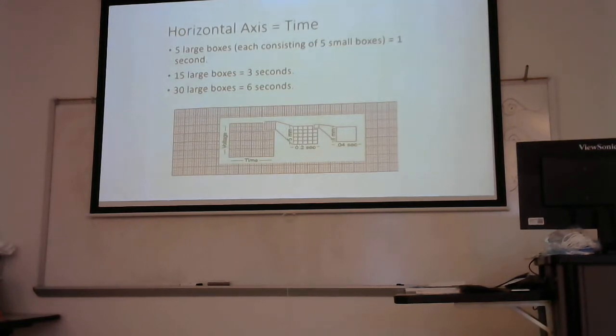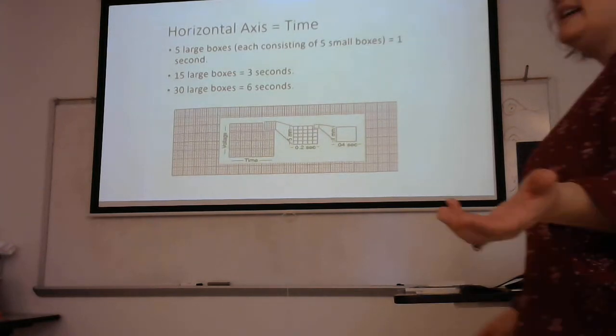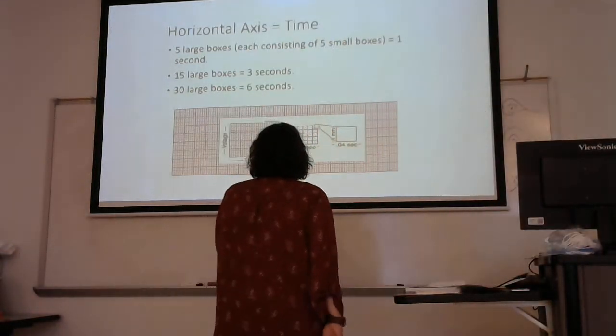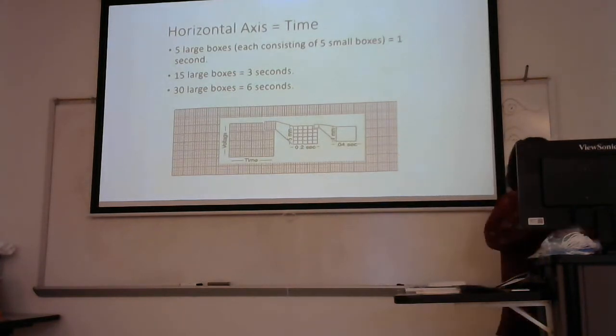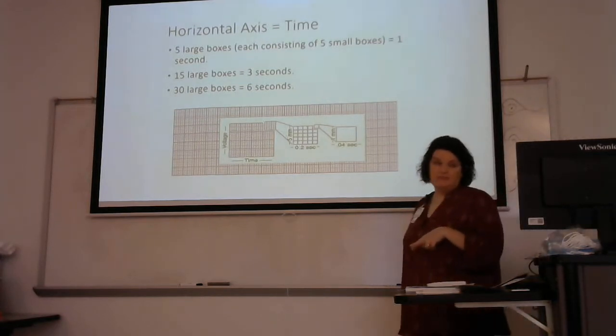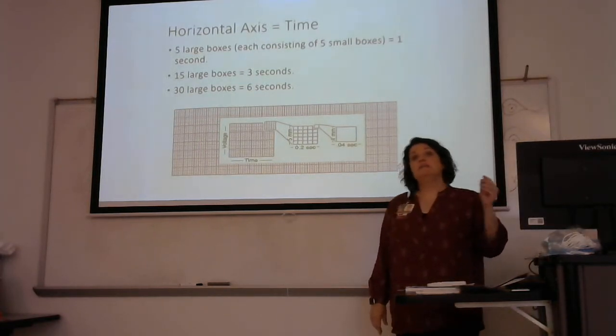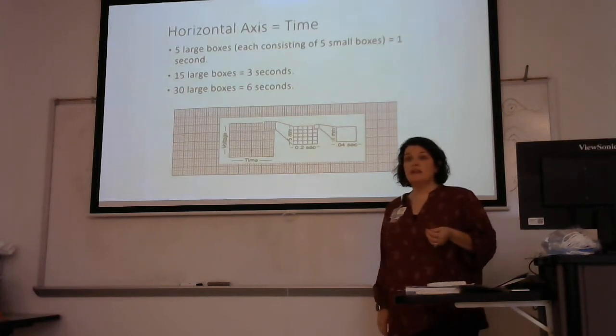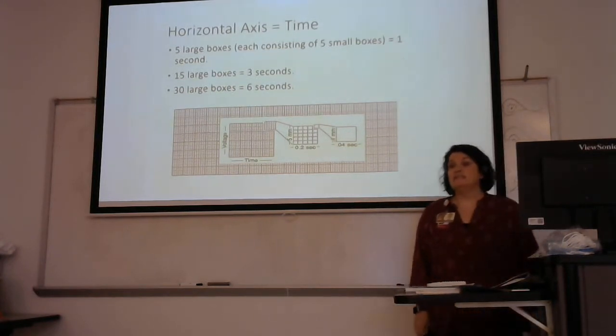we read strips on 6-second strips. So we have to be able to find 6 seconds, right? So here's the thing. 5 large boxes, each consists of 5 smaller ones, that's 1 second. Okay? 15 large boxes is 3, and then 30 large boxes is 6.